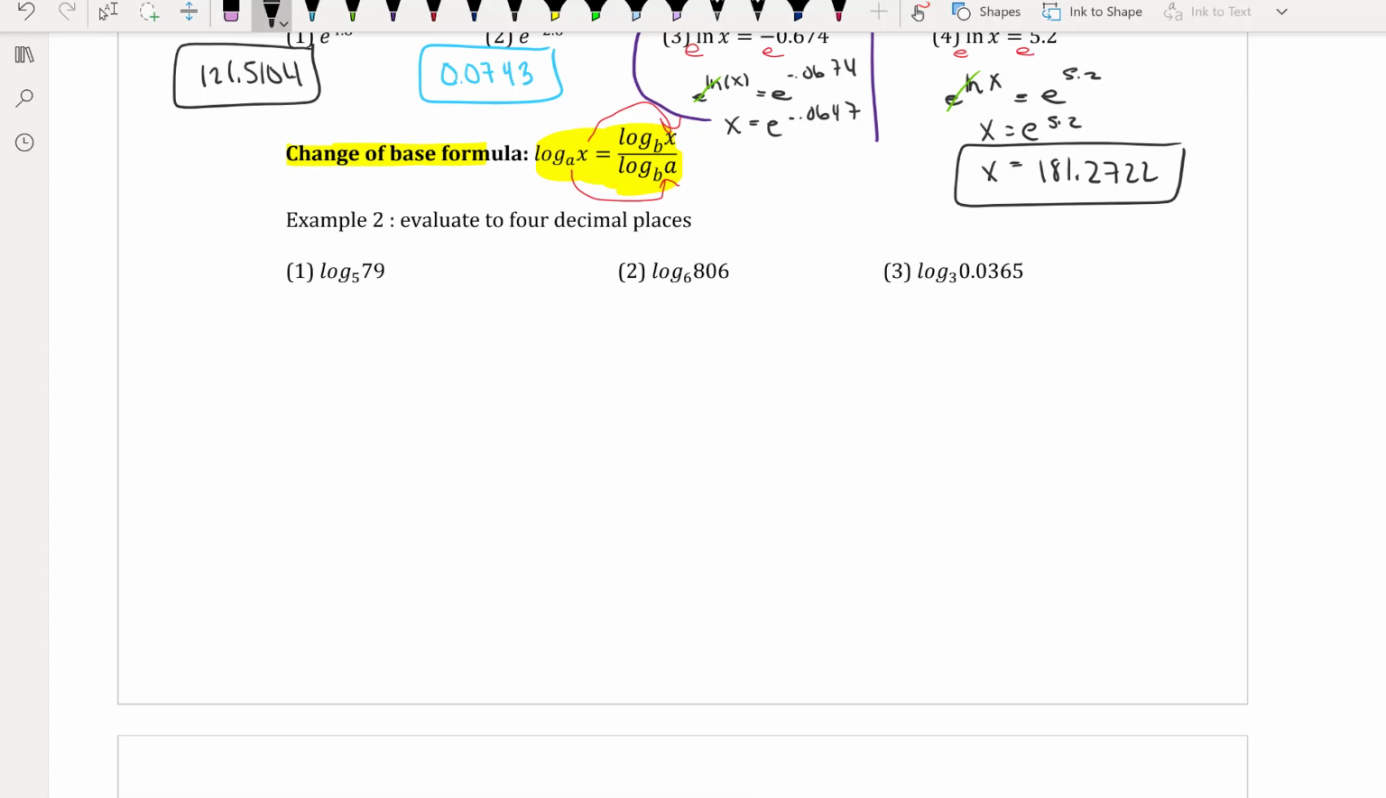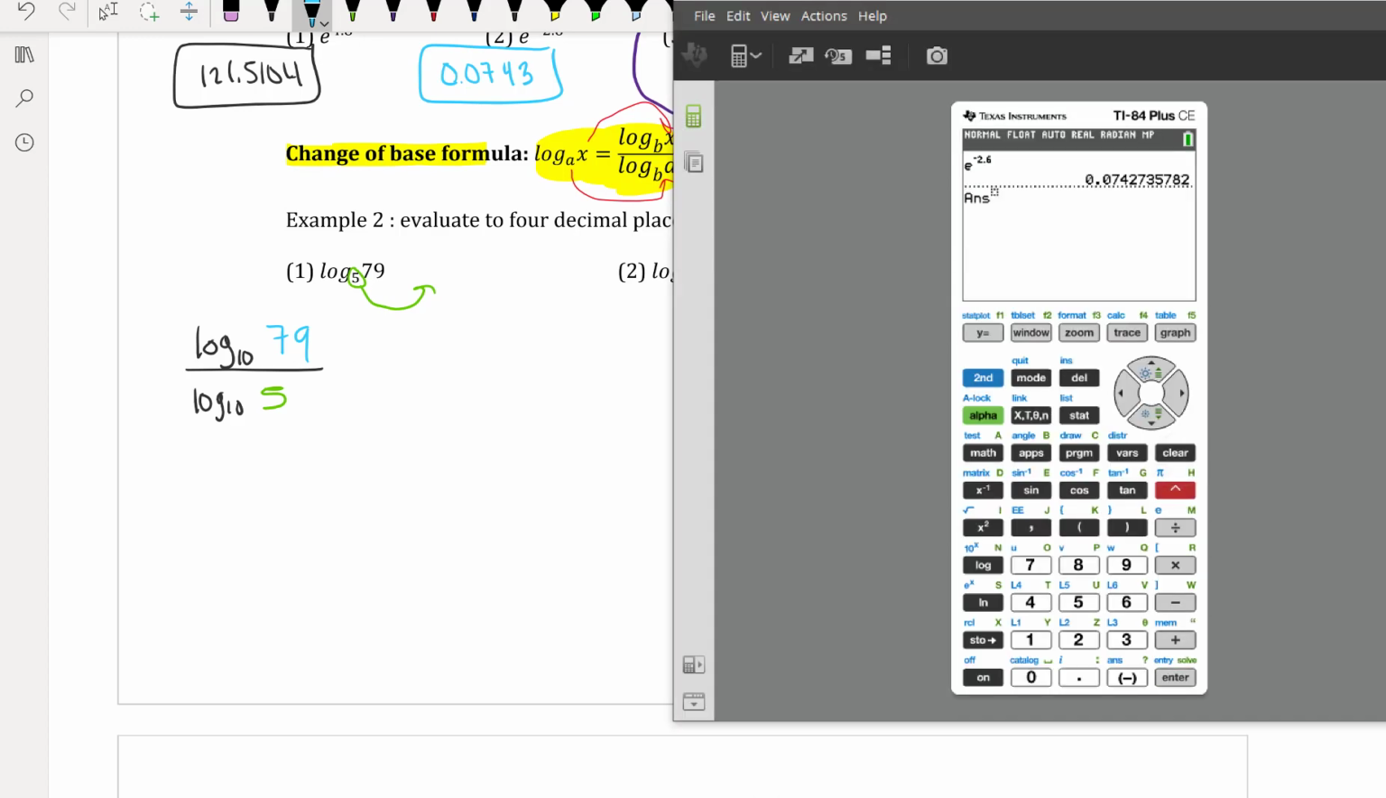So I'm going to rewrite this using my change of base formula. So I'm going to have log base 10, log base 10. Since I have my 5 as my base, I know that goes on the bottom, so that's going to be 5. So that 79 goes on top. So I'm going to plug this into my calculator. I'm going to plug in my fraction. So I'm going to have log of 79, and on the bottom, log of 5.